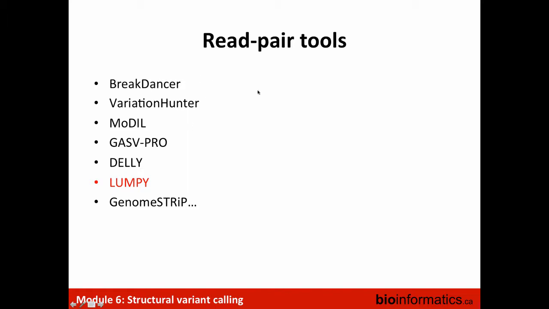Breakdancer was one of the first popular tools doing that. The one that we're going to be using in the practical is called Lumpy. But again, all of these tools look in the mapping files at the reads that didn't map the way they should, look for evidence of multiple reads supporting the same event, and then provide a list of events.